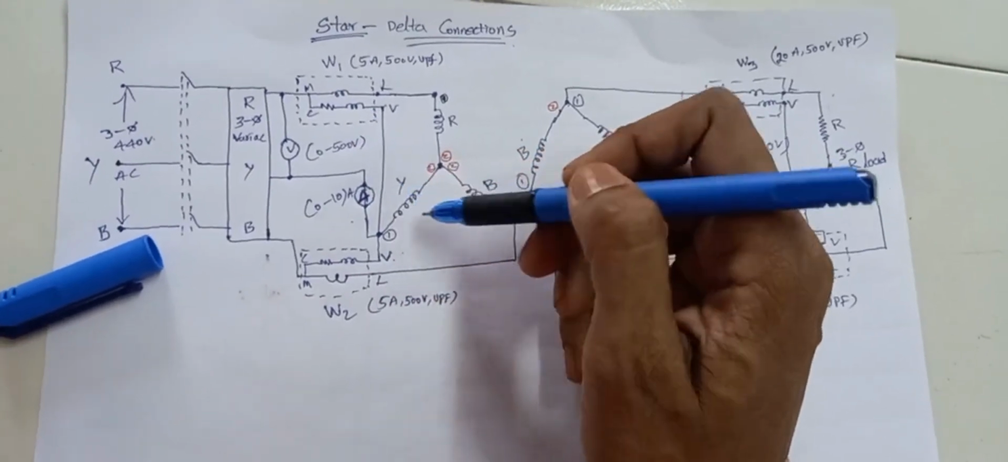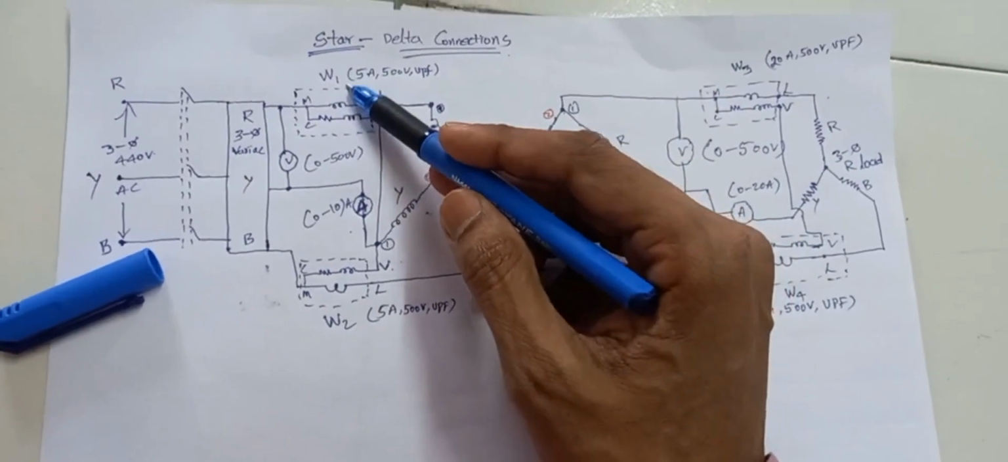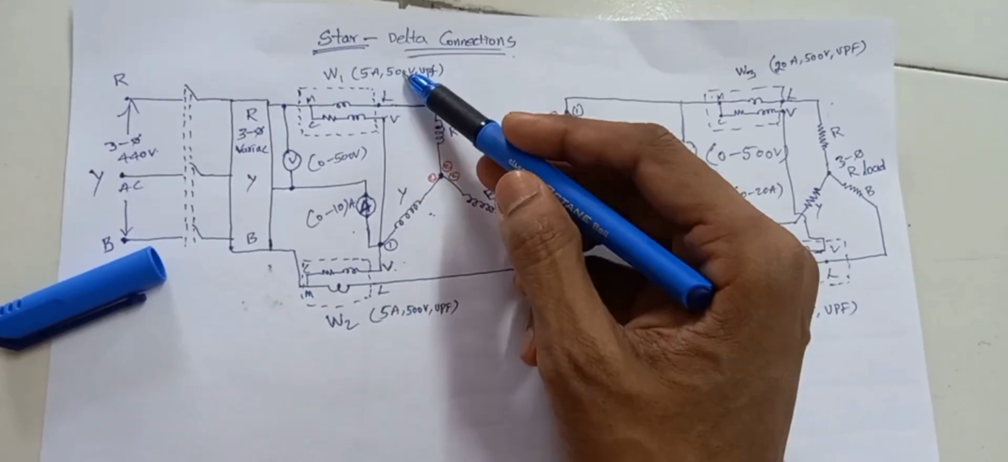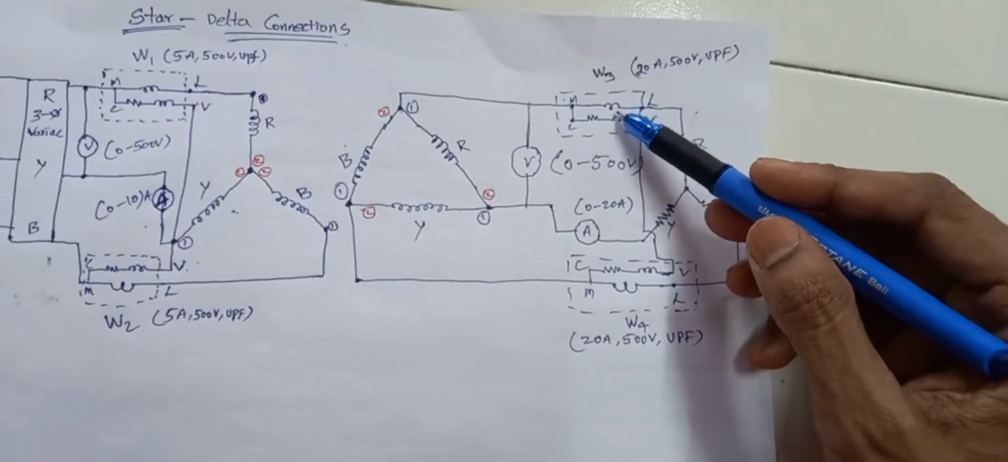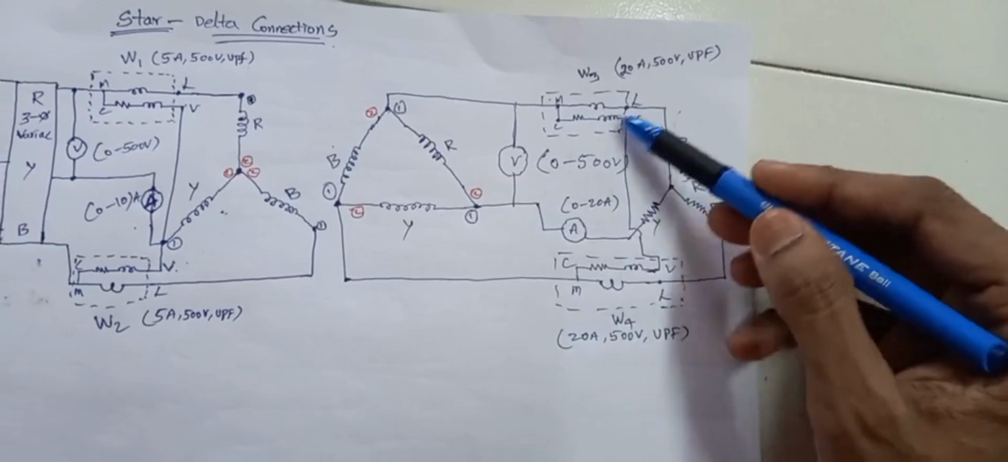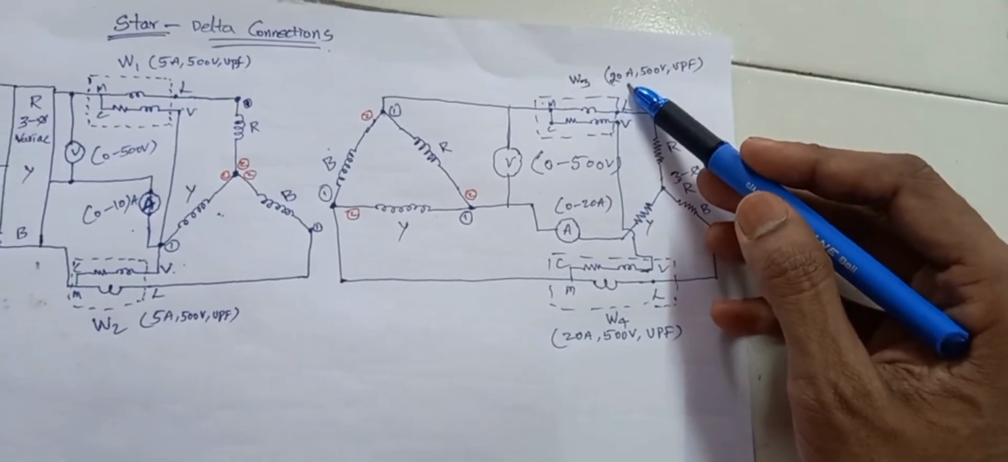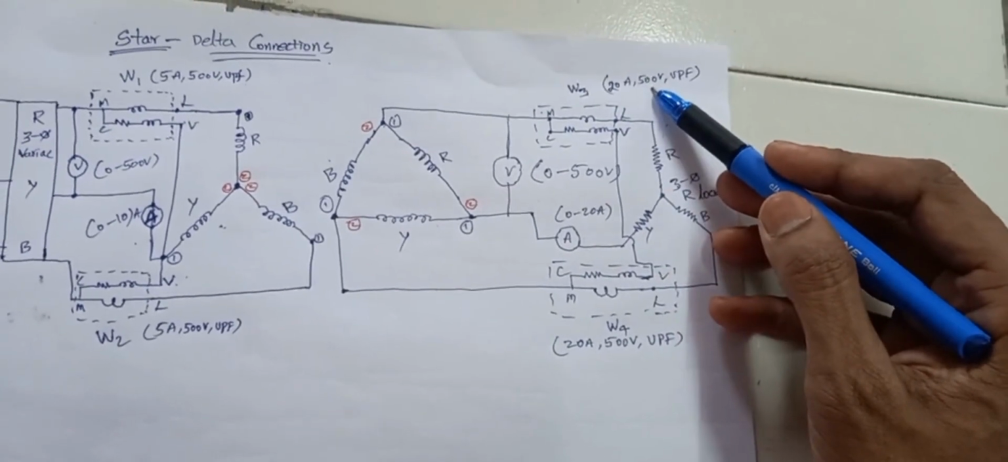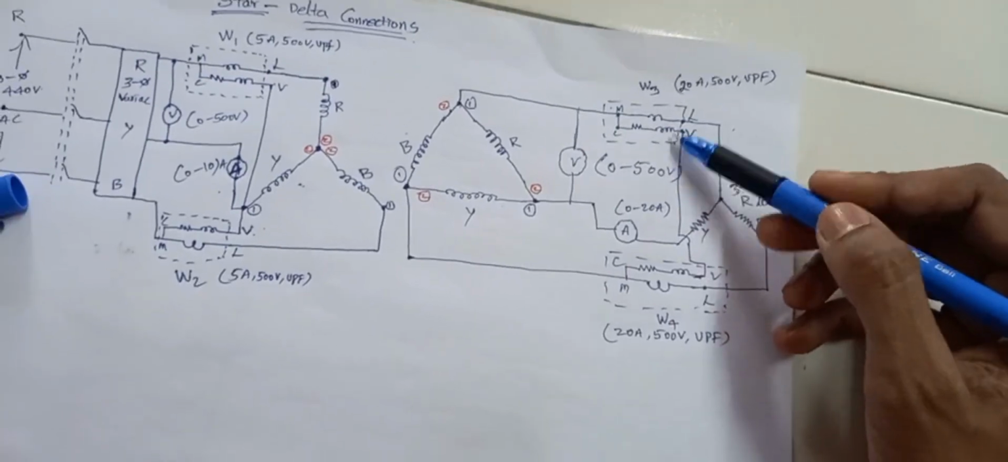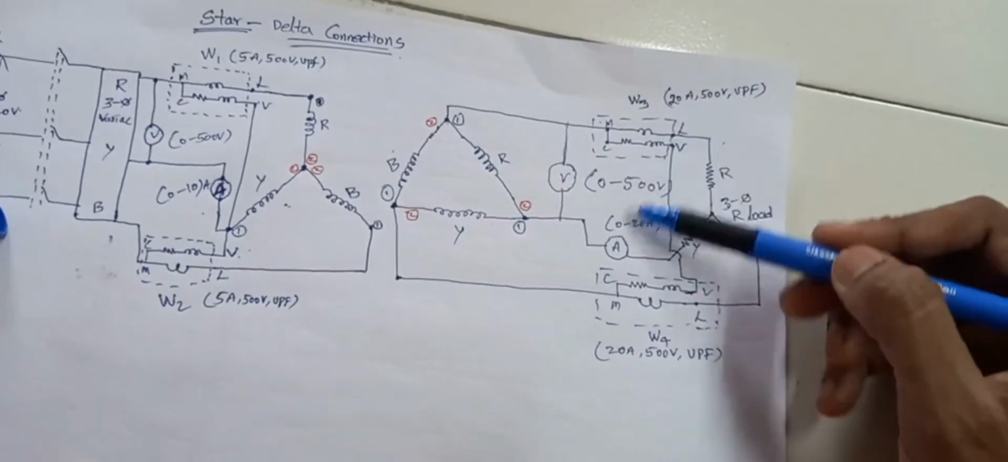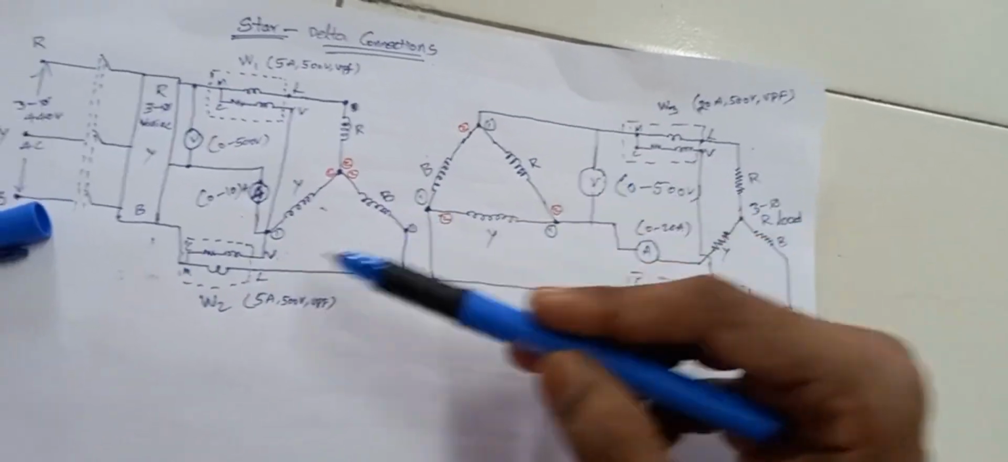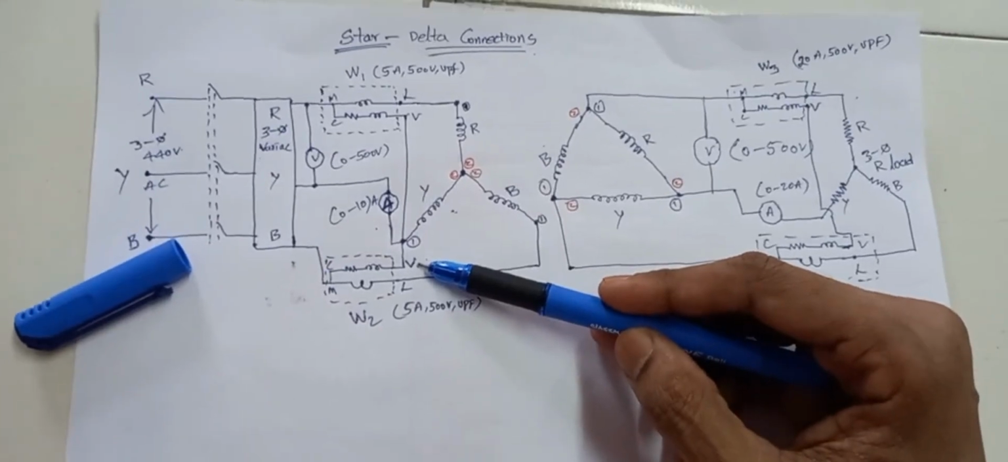So in open loop system in a star connection we are taking a 5 amps 500 volts UPF wattmeter. But here in a delta connection, current is very high, no? That's why we are taking here 20 amps ammeter and 500 volts UPF wattmeter. So here the range of wattmeter and ammeter we are taking high range compared to star connection, okay.